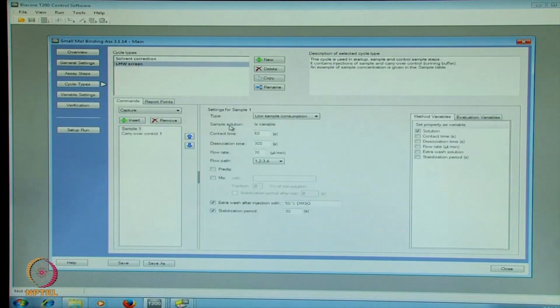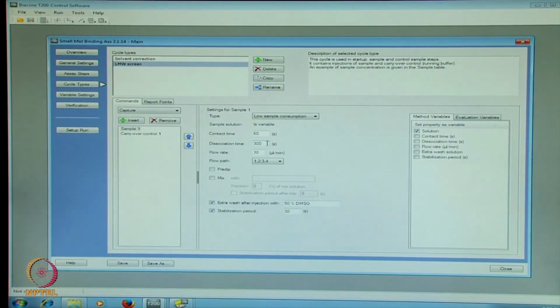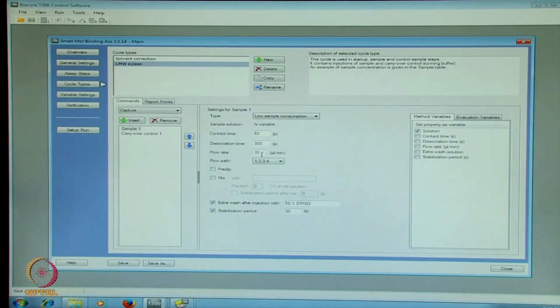In the low molecular weight screen mode, we have a contact time of 60 seconds, a dissociation time of 300 seconds, and a flow rate of 30 microliters per minute, and the molecules were flown on channels 1, 2, 3 and 4 with an extra wash with 50% DMSO to prevent carryover effects. Stabilization time was 30 seconds.